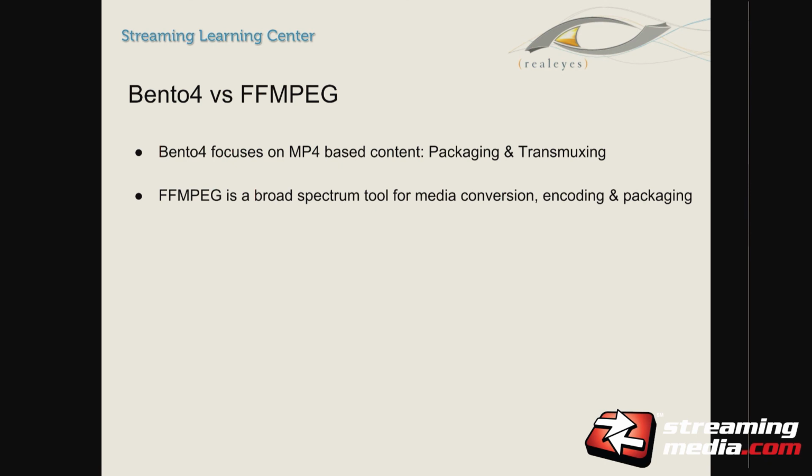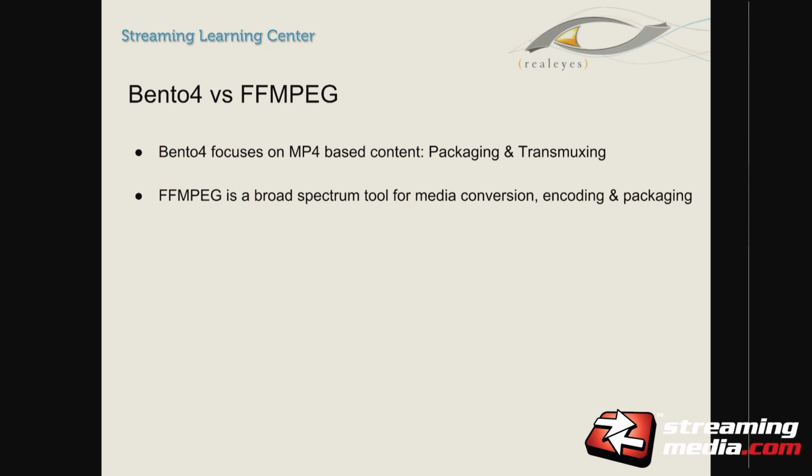So Bento4 at a high level focuses on MP4-based content, packaging, and transmuxing. FFmpeg can do some of that, but it has a much broader spectrum of tools, specifically around encoding, conversion, and some level of packaging. So nowadays we use FFmpeg when we have to transcode and take something into an MP4 base, and then we use Bento for when we actually have to package that out for delivery. Generally speaking, it runs a lot faster, has really good features, and works quite well, and has been a really good pairing for us with what we had to do with FFmpeg.